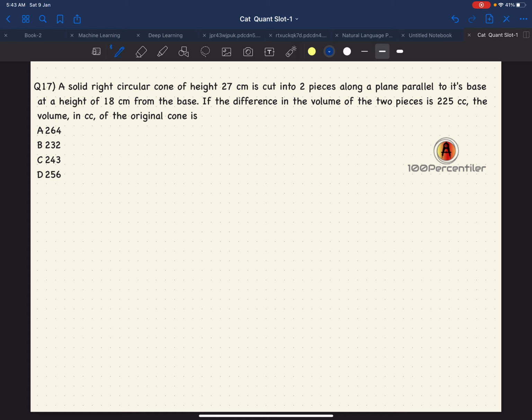Okay, so here we are given a solid right circular cone of height 27 centimeter. So let's have a cone here.